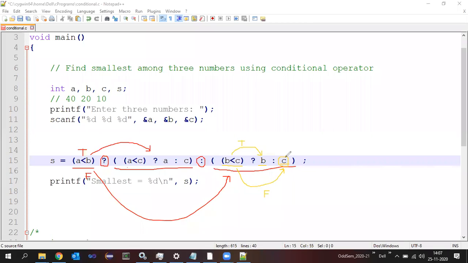When this entire expression on the right hand side is executed, we get the result c. The value of c is 10, so that 10 will be substituted over here. That means s is equal to 10. So when this statement is executed with these values, s, which is for the smallest, will get the value 10, and you print that value. That is how this statement gets executed.